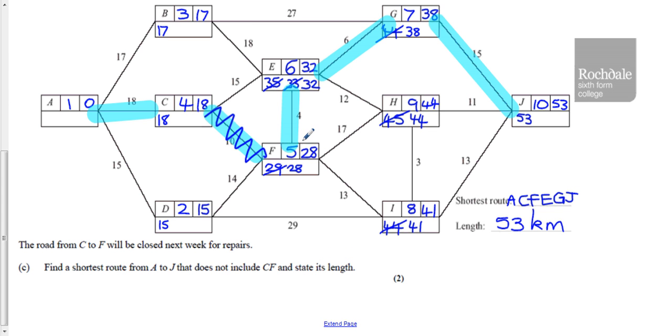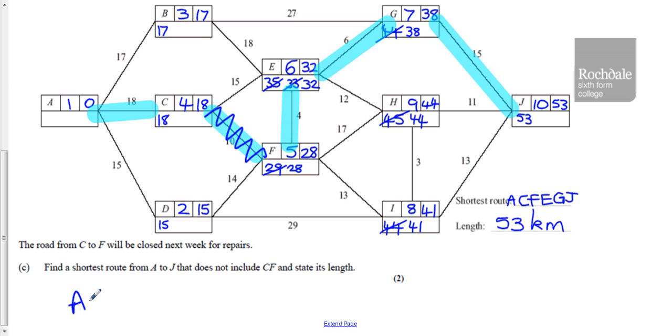There are actually two answers here. Either one of them would get you full marks. Let's find one of them. So if we're not allowed to travel along CF, what I'm going to try and do is stay on this shortest route as much as I possibly can. So in other words, as I begin at A, the edge on the shortest route to begin with was AC.